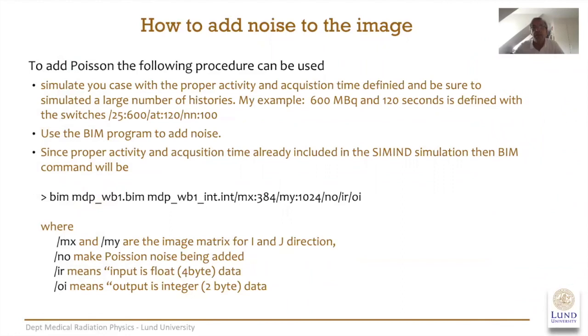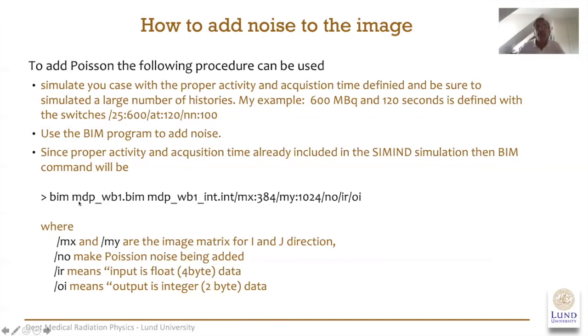So I will now simulate a scenario where I put in the whole body simulation, assuming an activity of 600 megabecquerel and an acquisition time of 120. And I will simulate this for a long run, which means that I add this scaling possibility switch NN to 100. And then I will use this BIM file and add noise to it.